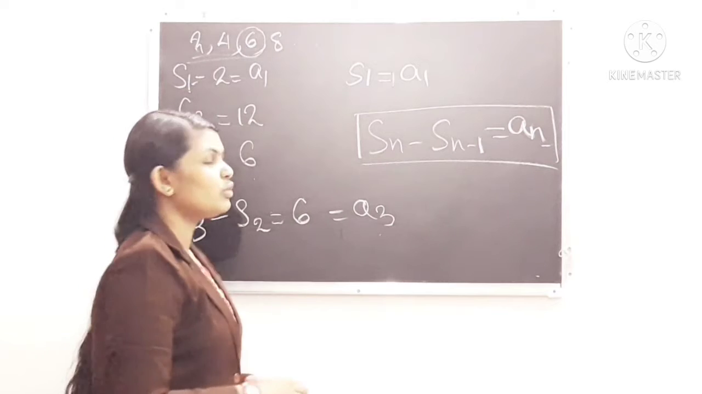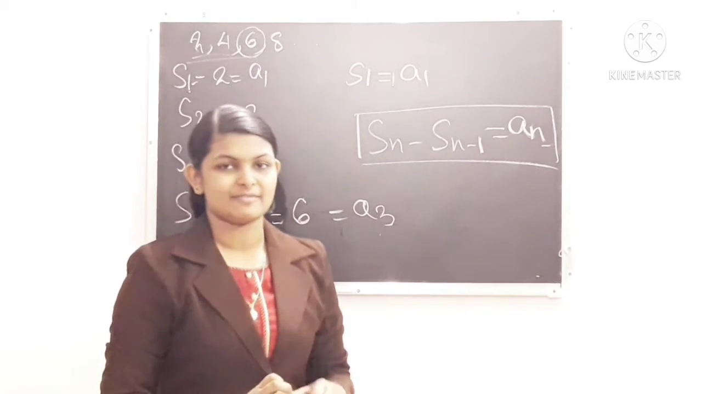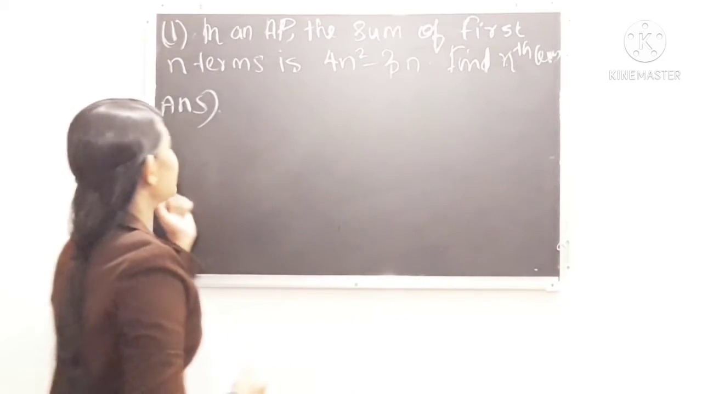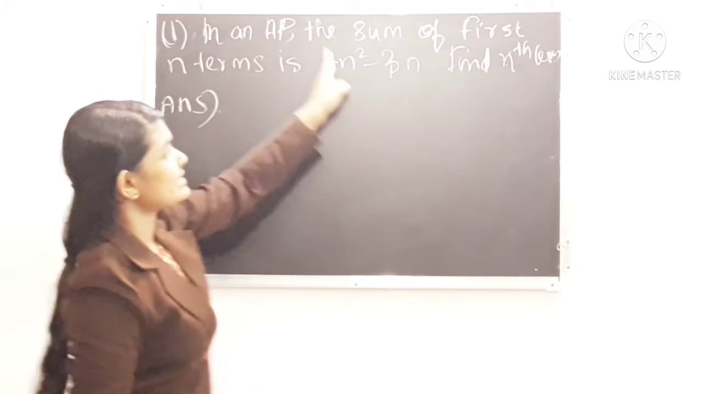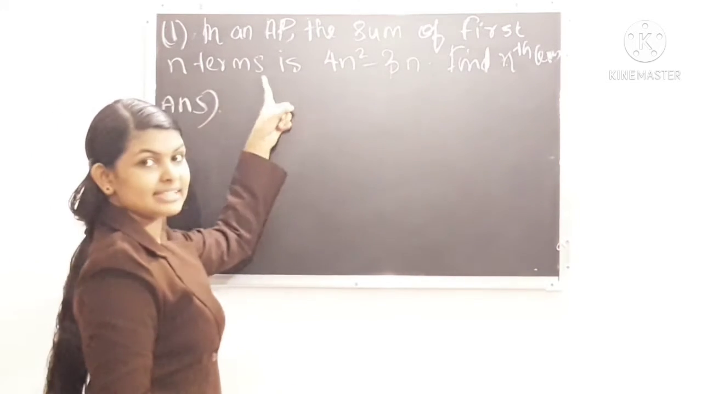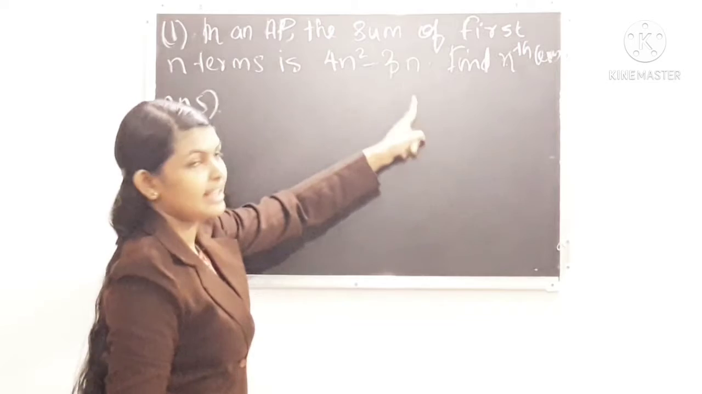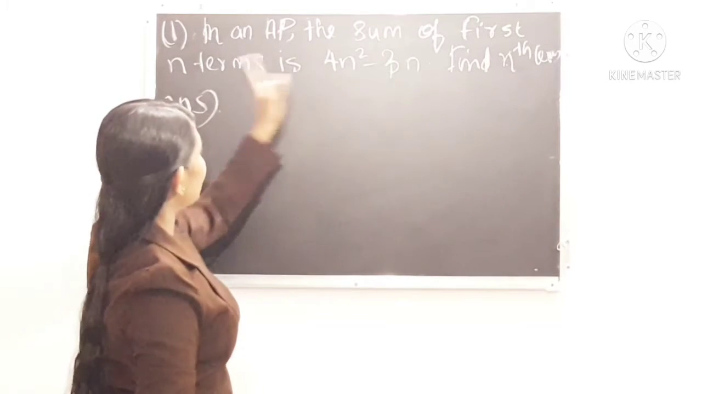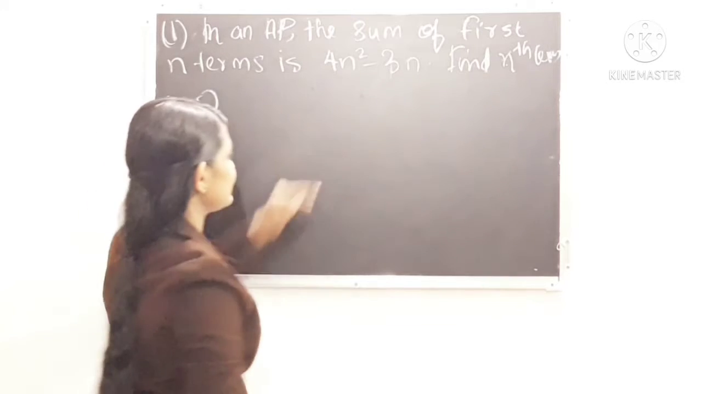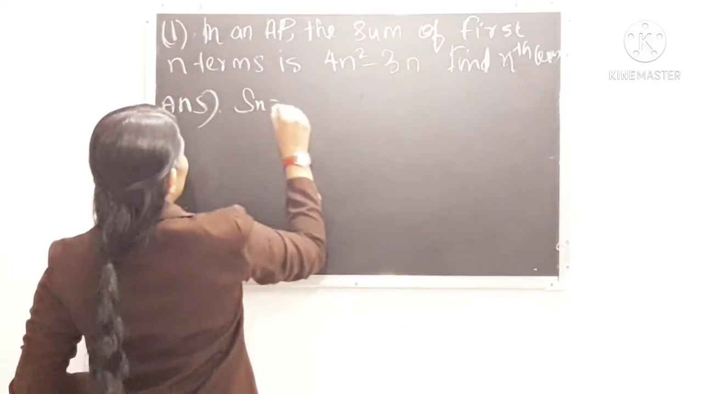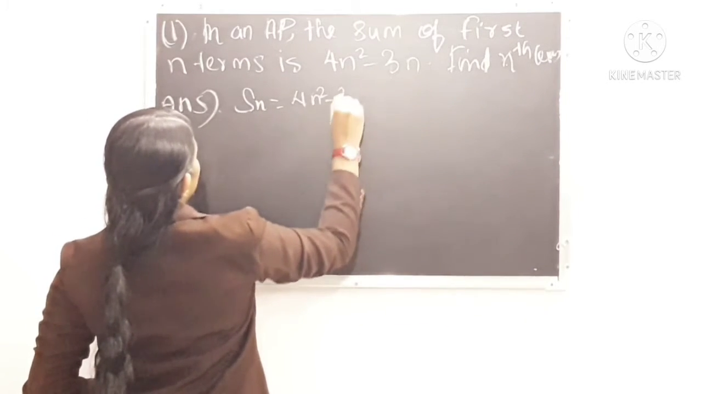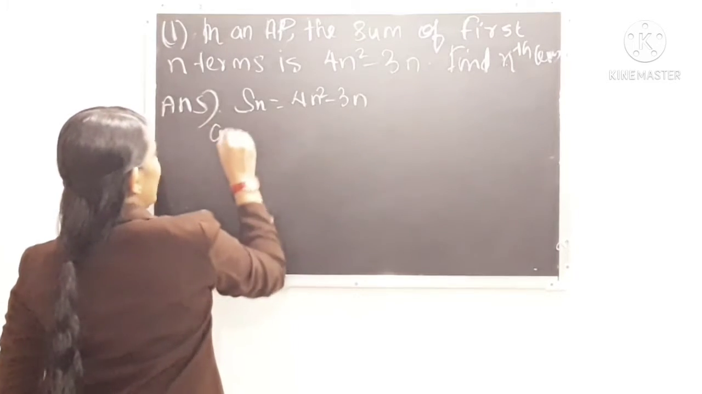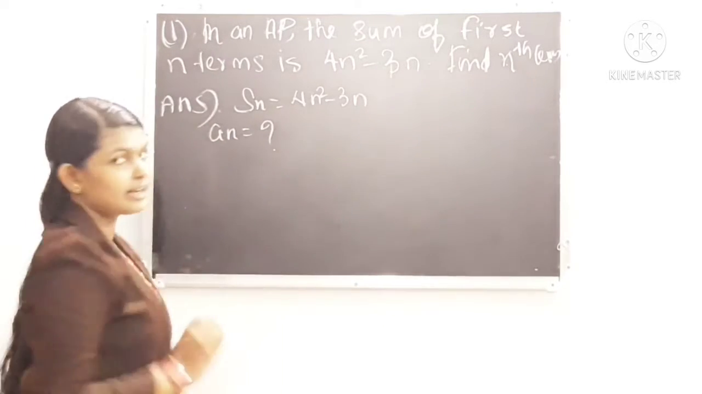Now we can do more questions to make the concept clear. This is our first question. In an AP, the sum of the first n terms is 4n square minus 3n. We have to find the nth term. So the sum of n terms is given as 4n square minus 3n, and we have to find the nth term of this AP.